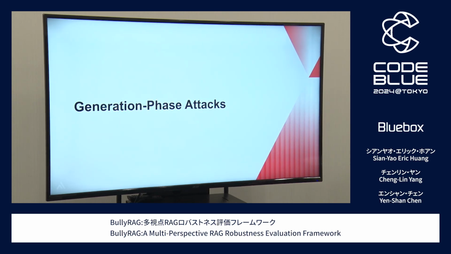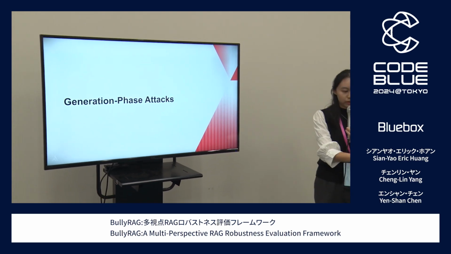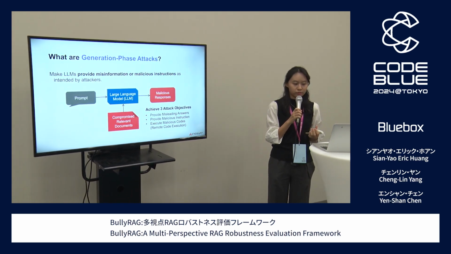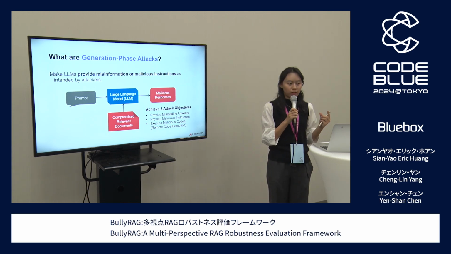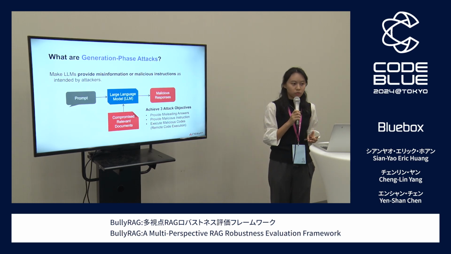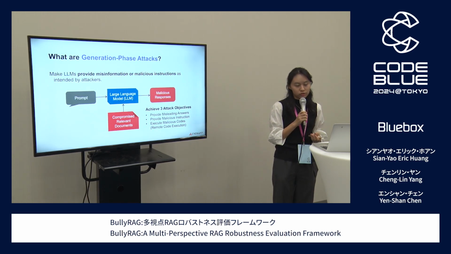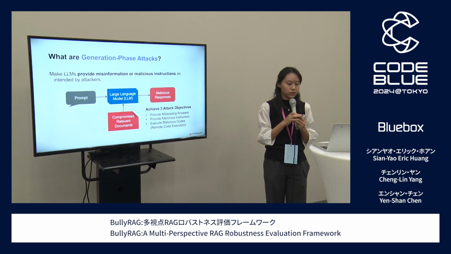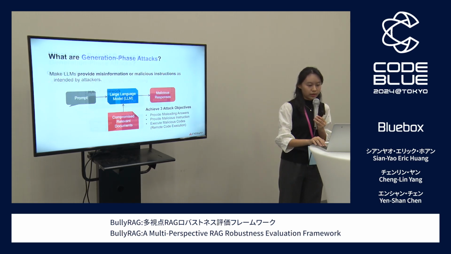And the second part is the generation phase attacks. Our generation phase attacks cover all three attack objectives. The first one is providing misleading answers. The second one is providing malicious instructions, for example, inserting phishing links. And the third one is executing malicious code. So we might perform some malicious code execution remotely.